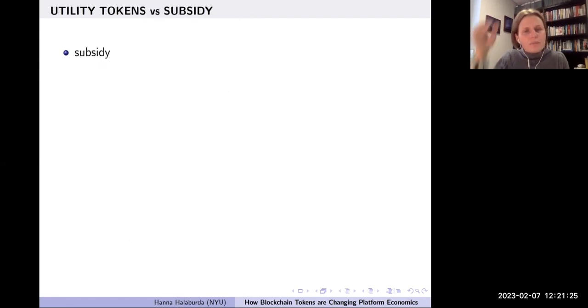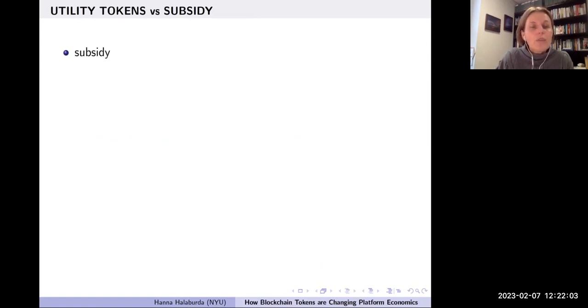Okay. So our initial question, when we were seeing a lot of ICOs and later even more activity in utility tokens, was that we were wondering with Yanis whether these tokens may help platforms to overcome the coordination problem in a more effective way than SUBSIDY. So we built a simple model, most of the technicals I will skip, but I will talk about the results of the model, the findings that come from the model.